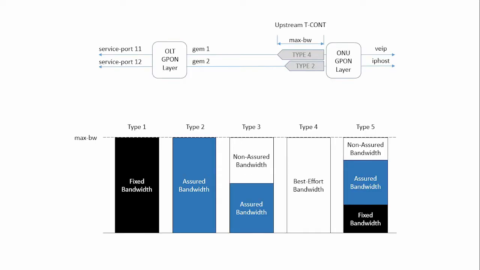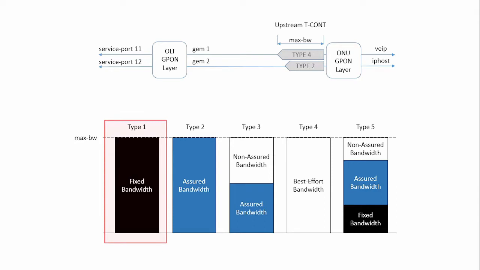The bandwidth profile is used for configuration of TCON that transports services in the upstream direction. TCON has 5 different types of bandwidth allocation. Type 1 is used when traffic requires fixed bandwidth allocation. In this case, even when the service is not using the maximum available bandwidth, it cannot be allocated to other traffic. Fixed allocation is mainly used in services with sensitive traffic requirements, such as VoIP or TDM over GPON.